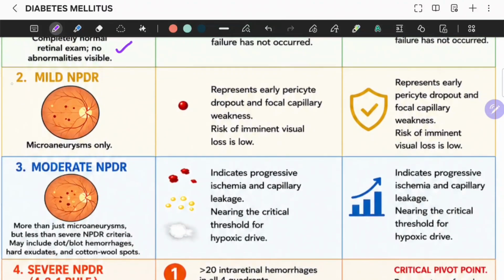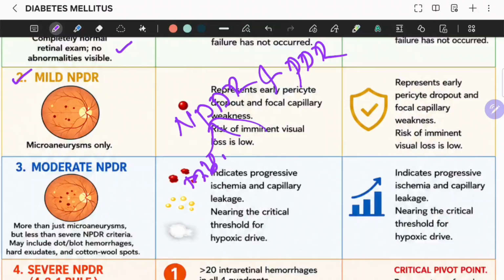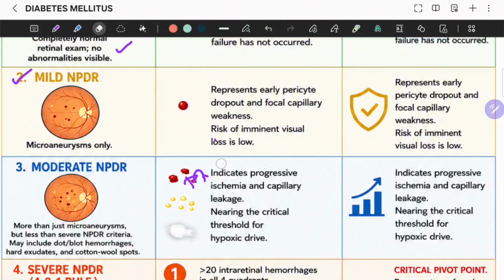Now comes the mild non-proliferative. Diabetic retinopathy is again classified into proliferative and non-proliferative. Proliferative is the last thing, PDR, so you can remember this, NPDR and PDR. NPDR has three stages: mild, moderate and severe. Then there will be PDR, the next stage. Okay. So this is non-proliferative diabetic retinopathy and this is proliferative diabetic retinopathy, which is very dangerous.